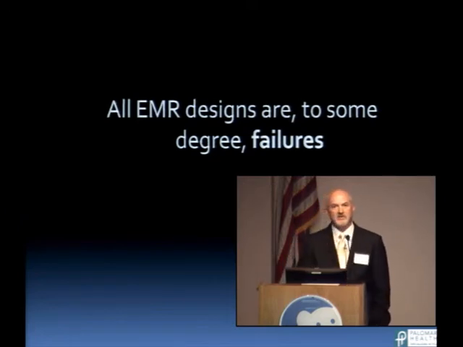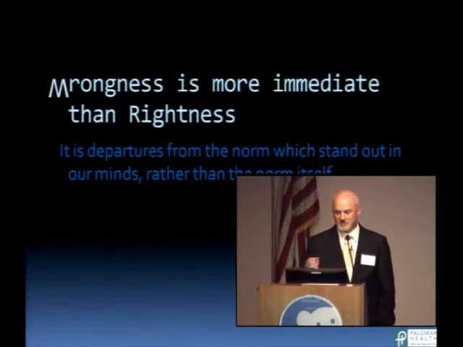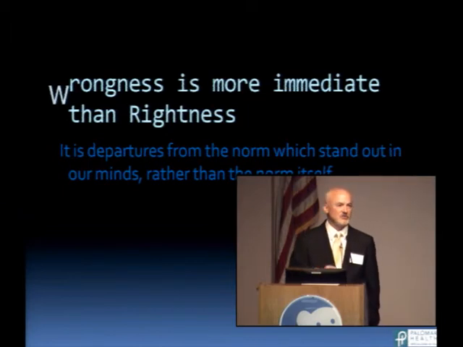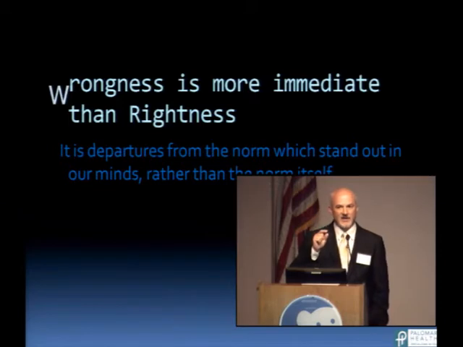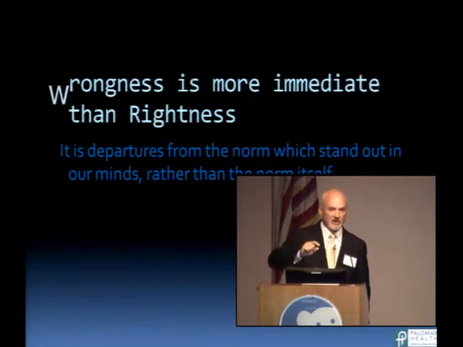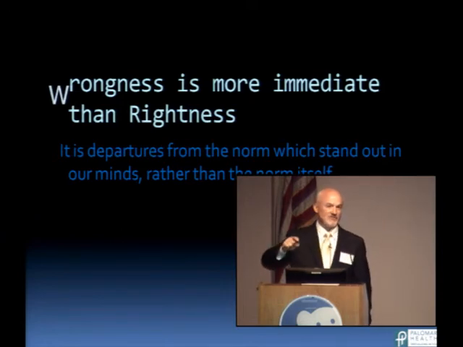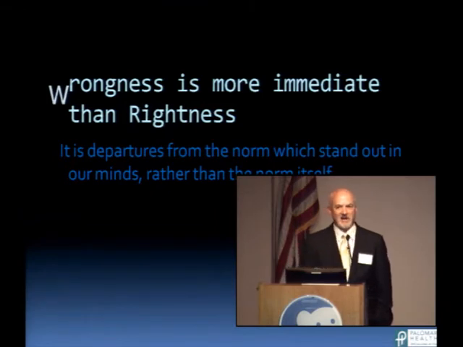So all EMRs are going to be flawed, and it's these flaws that are more immediate than rightness. It's departures from the norm which stand out in our minds rather than the norm itself. Doctors and nurses are expert at using this tool. They will find the smallest flaw. And every time they find a flaw, a change request is going to come into the IT shop to make a change, and a service request is going to go into the vendor to make a change. This is very problematic, actually. This causes a lot of issues.